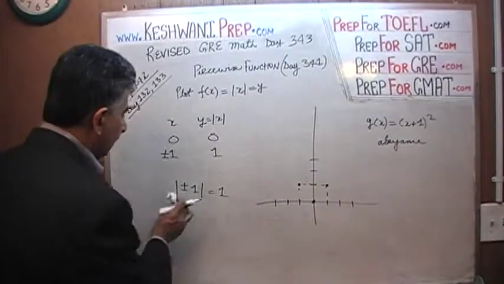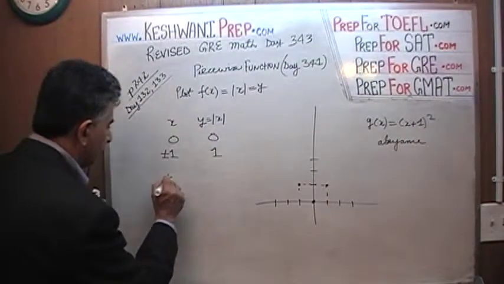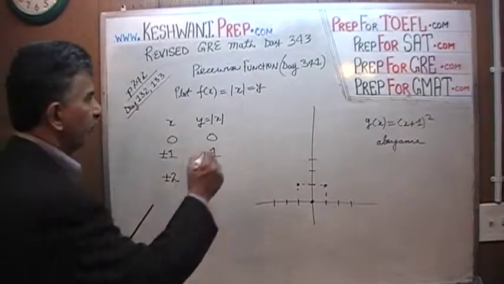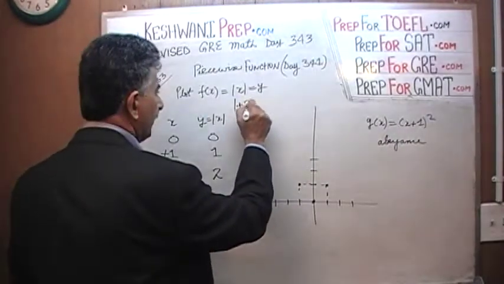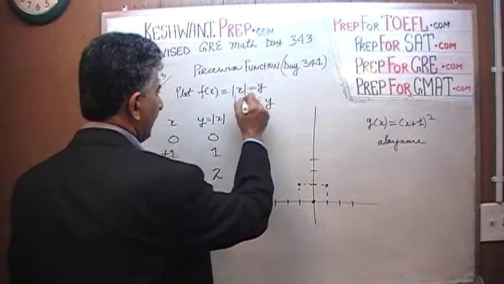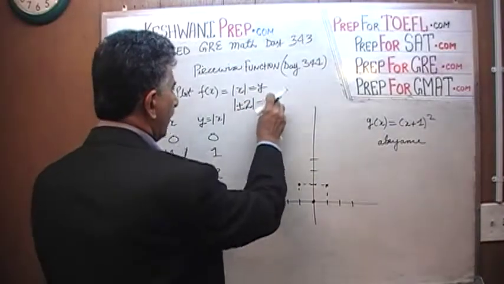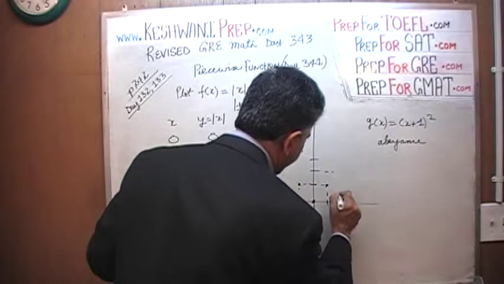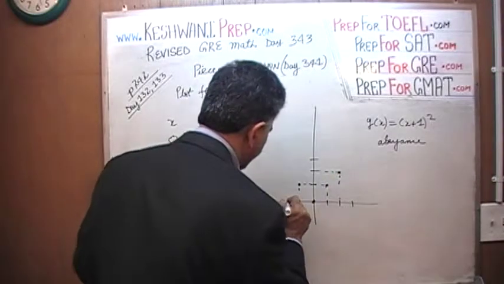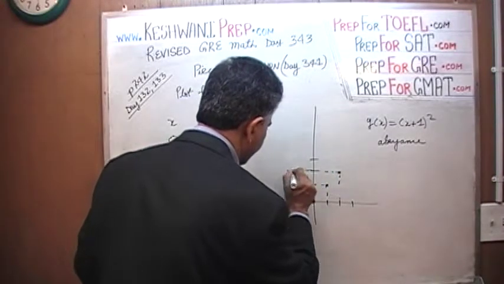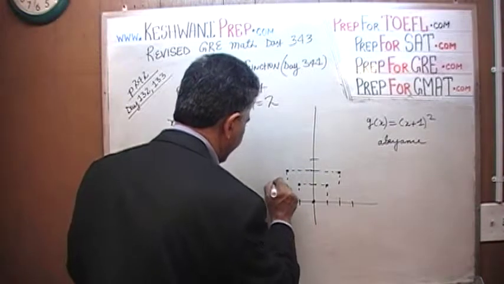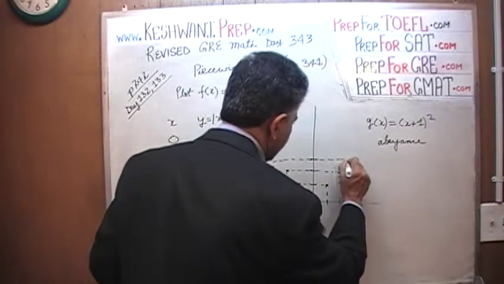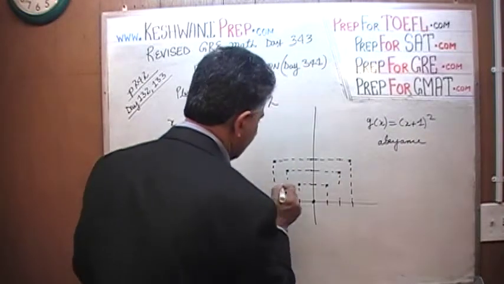Similarly, the absolute value of positive 2 or negative 2 is going to be 2. When x is equal to positive 2 or negative 2, y is going to be 2. When x is negative 3, y is going to be positive 3. When x is positive 3, y is going to be positive 3. And here's our function.